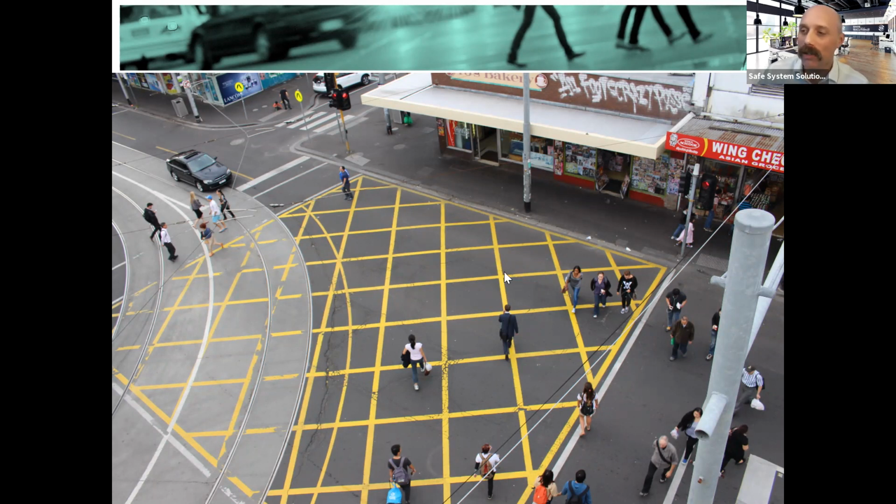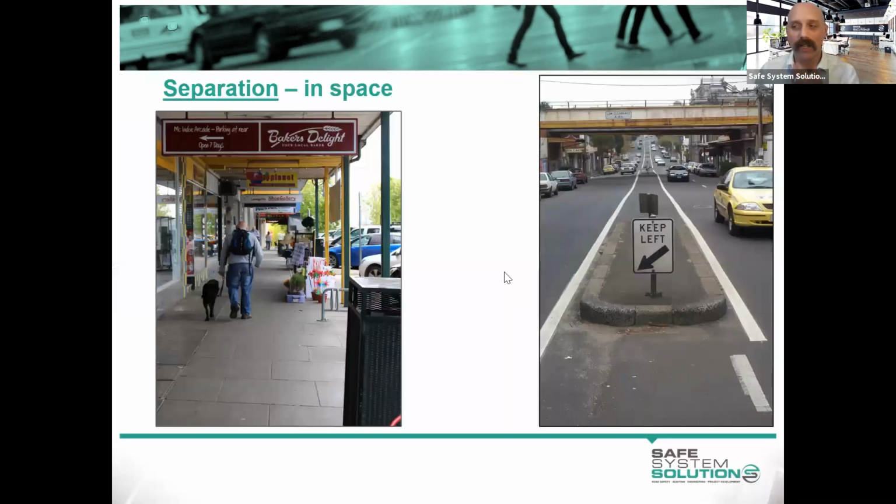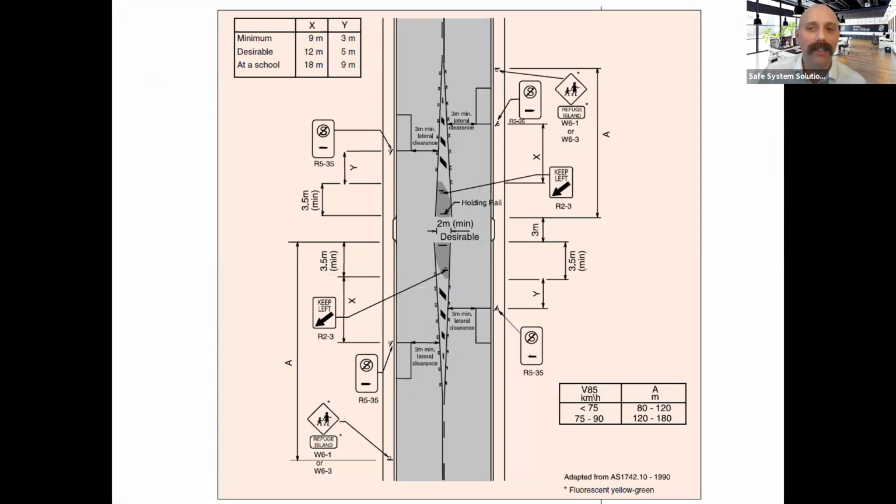But again, we're just all in this separation. The separation in space are things like our pedestrian refuge islands, footpaths or the like. So we're separating in space those vehicles. And providing this separation in space with a pedestrian refuge, again, now we're starting to find some things that as auditors we might be thinking about and picking up.